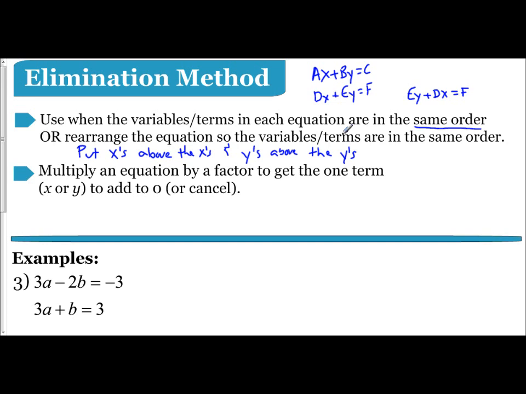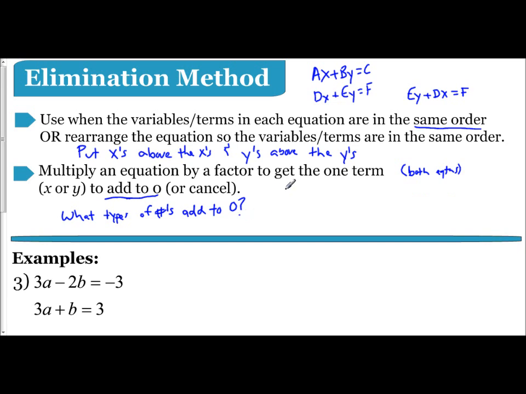And then what you do is you're going to multiply an equation by a factor to get one term, either the x or the y, to add to 0. Now there may be times where you might need to multiply both equations, and we're going to look at a couple examples like that. But the key here is they need to add to 0. So you need to ask yourself what types of numbers, if you add them, give you 0?